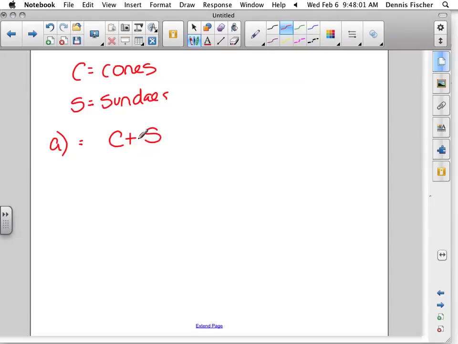So if I have 200 scoops, what does C plus S have to be? Less than or equal to 200, because this is the total scoops we have. I cannot make more cones and sundaes than I have scoops of ice cream. So that has to be less than or equal to 200. It can be equal to, and it has to be less than.